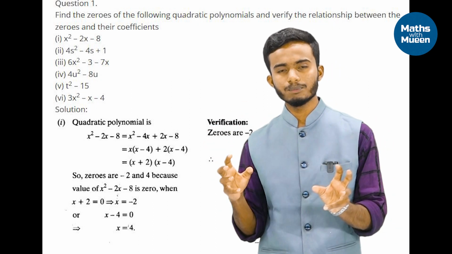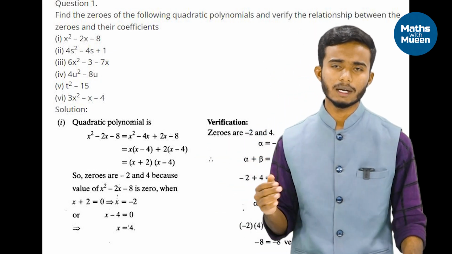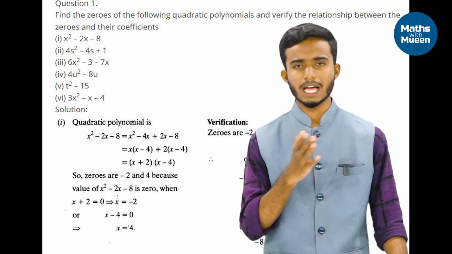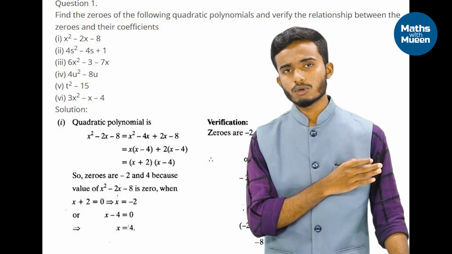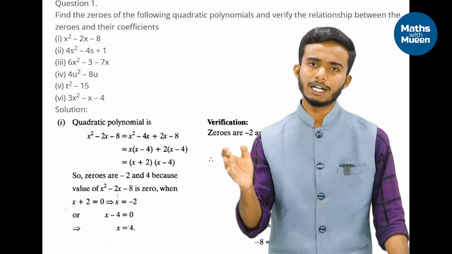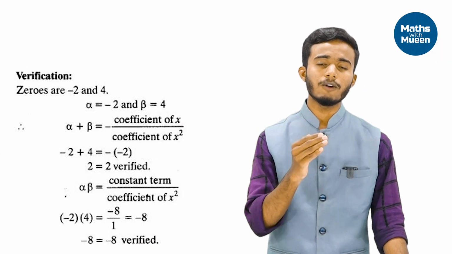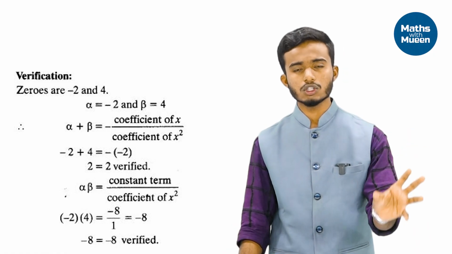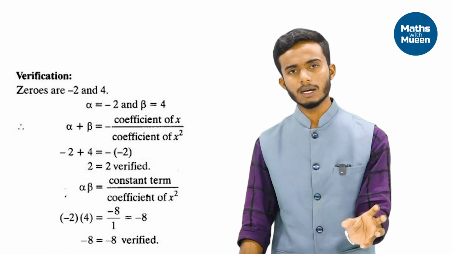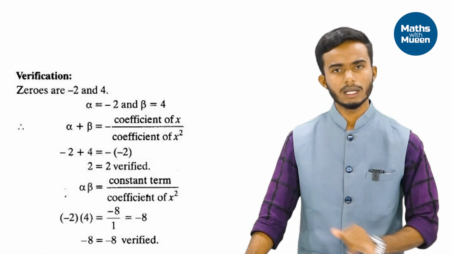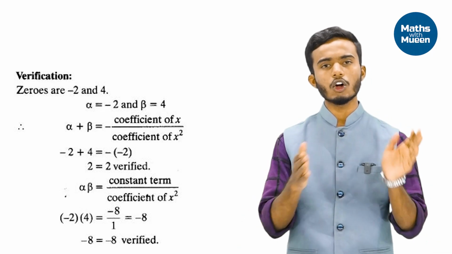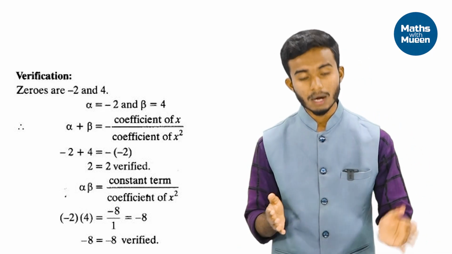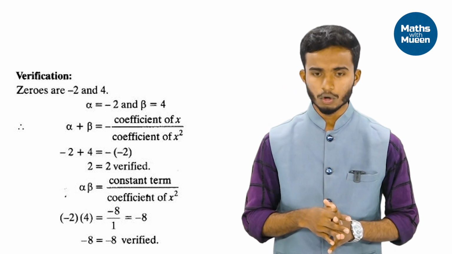Here we got alpha and beta. How are we going to verify? Now the verification process is as follows. In the verification process, we have alpha plus beta is equal to minus b by a, and one more formula is alpha into beta is equal to c by a. The sum of the zeros of the polynomial is minus b by a, and the product of the zeros of the polynomial is c by a. So you have got here alpha and beta, and also you have found out the zeros of the polynomial.